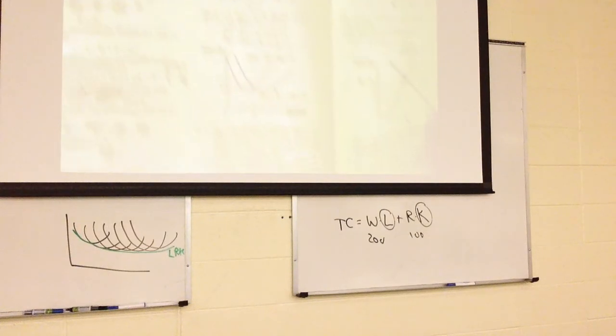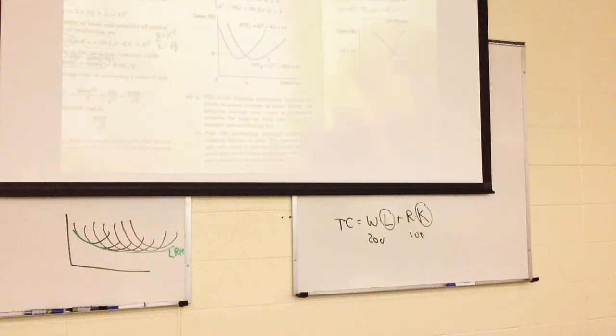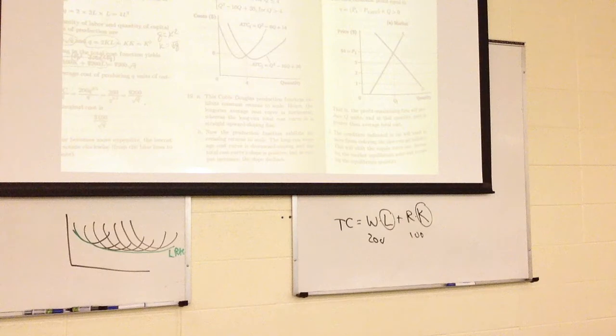All right. So, Cobb-Douglas production function exhibits constant returns to scale. Hence, the long-run average cost curve is horizontal, whereas the long-run total cost curve is a straight upward sloping line.